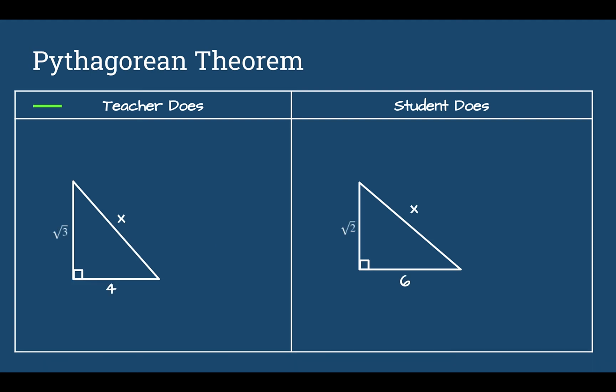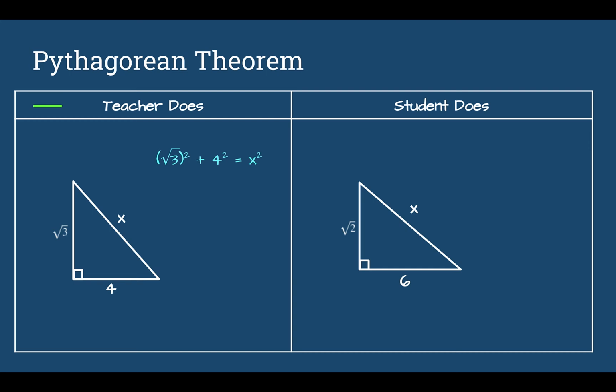Let's look at another example, this time where we don't know what the hypotenuse is. So I have the square root of 3 as one side, 4 as another side, and then I'm missing my hypotenuse x. I do know that the square root of 3 squared plus 4 squared is equal to x squared.